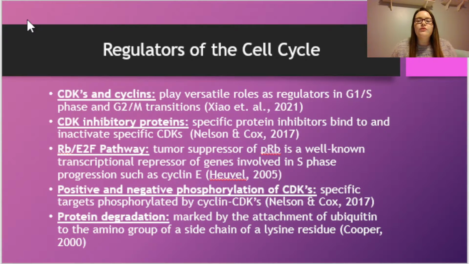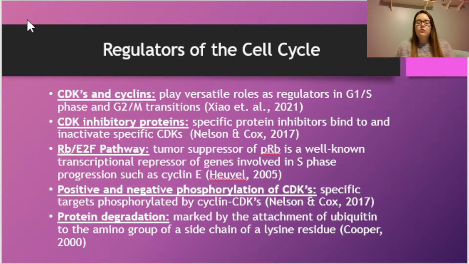And finally, the other regulator is protein degradation. This is marked by the attachment of ubiquitin to the amino group of a side chain of a lysine residue. Okay, and in particular, ubiquitin, in case you were wondering, is a small protein. It's composed of 76 amino acids. It is a regulatory protein.